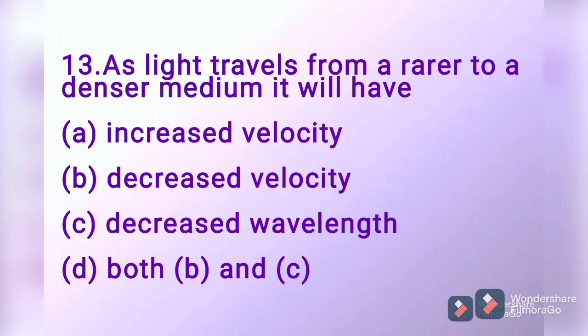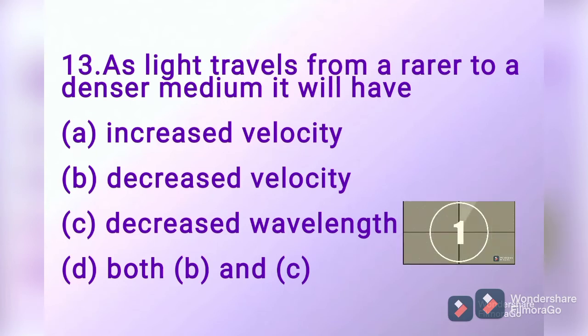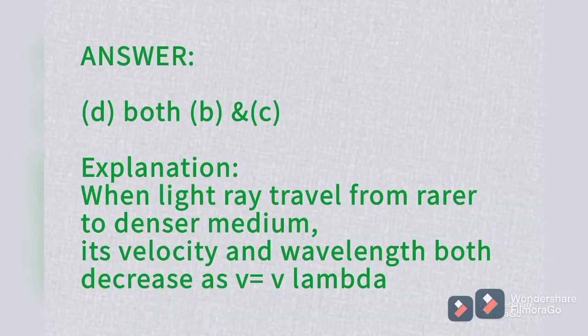13th question. As light travels from a rarer to a denser medium, it will have: option A increased velocity, option B decreased velocity, option C decreased wavelength, option D both B and C. And the answer is option D. Here is the explanation. When a light ray travels from rarer to denser medium, its velocity and wavelength both decrease, as v is equal to f lambda. So the answer is both B and C.